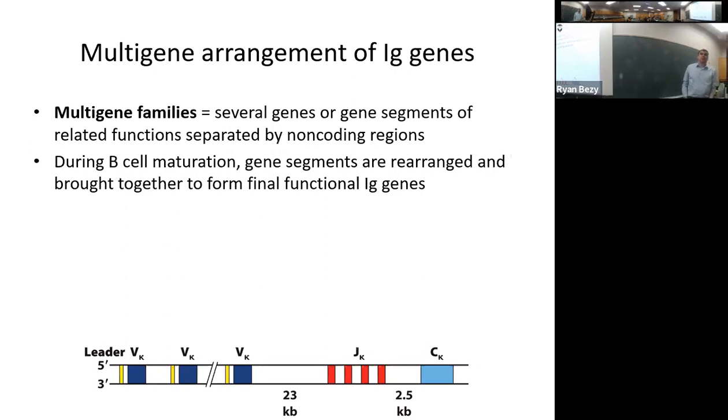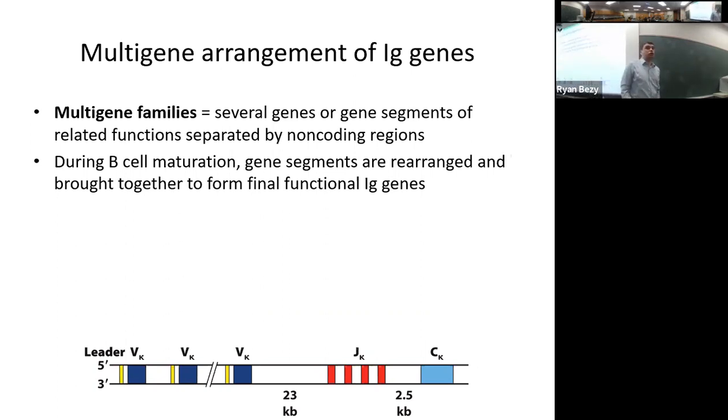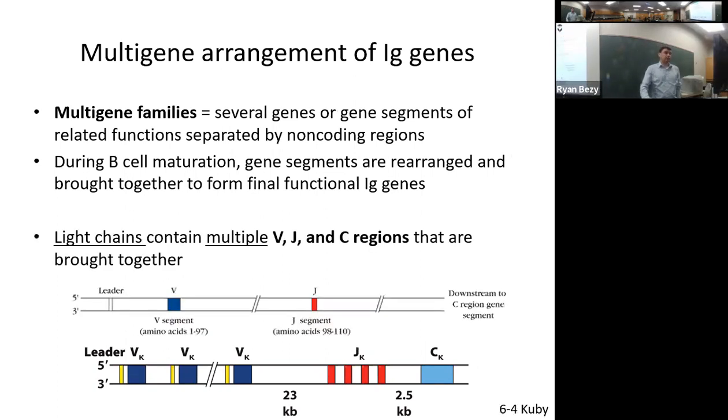During B cell maturation, gene segments are going to get rearranged and brought together to form a functional immunoglobulin gene. We're going to take a look at how this works and what the multi-gene family involved here is. In a light chain, there are multiple V, J, and C regions that are brought together, and collectively, V and J make up the variable domain of a light chain.